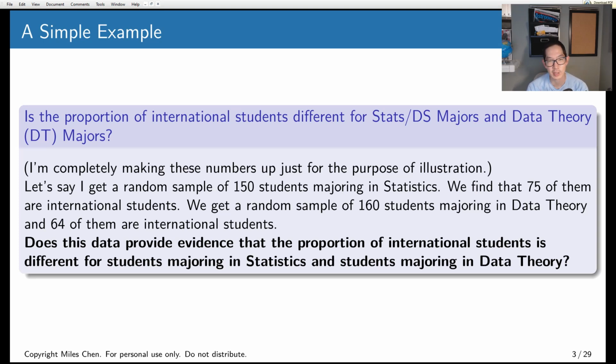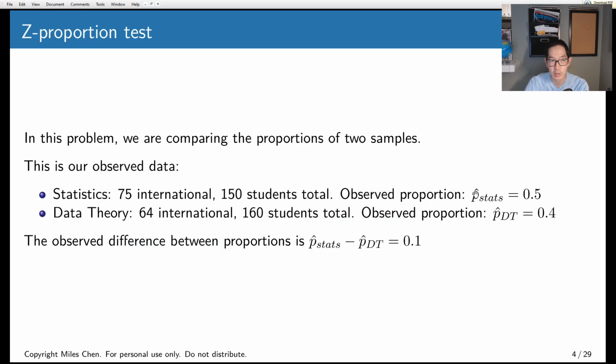So I'm completely just making up these numbers, so don't quote me. But let's say we get a random sample of 150 students majoring in stats and data science, and we find that 75 of them are international students. And then we get a random sample of 160 students majoring in data theory, and 64 of them are international students. So the question is, does this provide evidence that the proportion of international students is different for students majoring in statistics and students majoring in data theory?